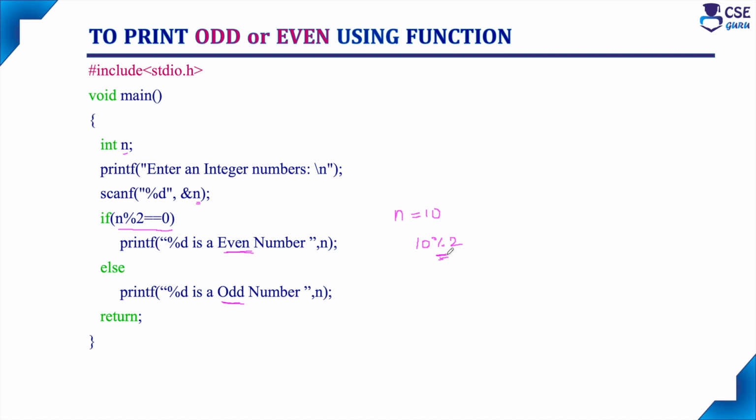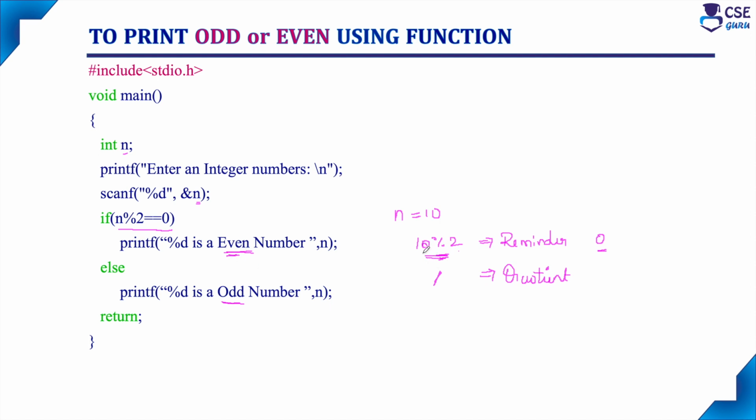So 10 modulus 2. What is the difference between the modulus and division operators? Modulus means we write the remainder value. And the division operator means we write the quotient. That is the difference. So 10 modulus 2, what is the remainder we will get? That is 0. 0 means that it is an even number.